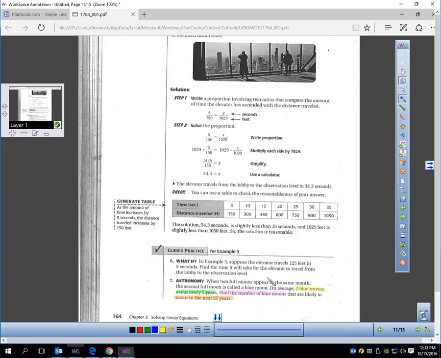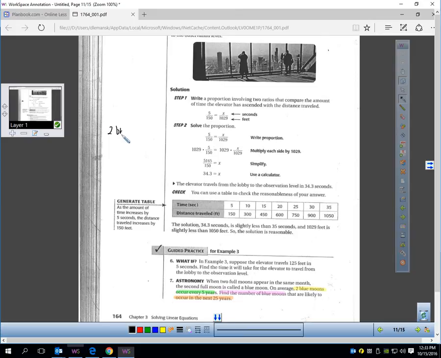It's a word problem. When 2 full moons appear in the same month, the second full moon is called a blue moon. So on average, 2 blue moons occur every 5 years. Find the number of blue moons that are likely to occur in the next 25 years. So let me get my rhythm out. Obviously, you can tell why I'm not a rap star with my rhythm, right? But anyway, let's get my rhythm out.